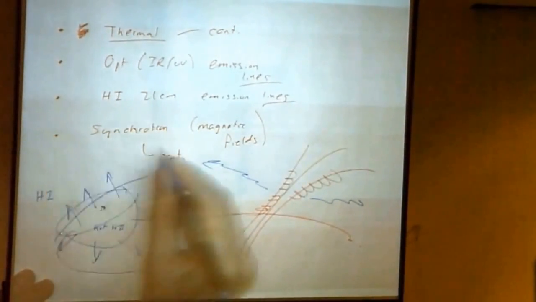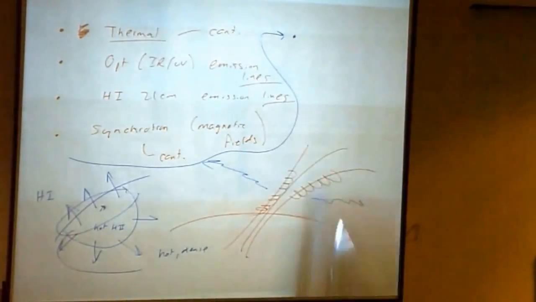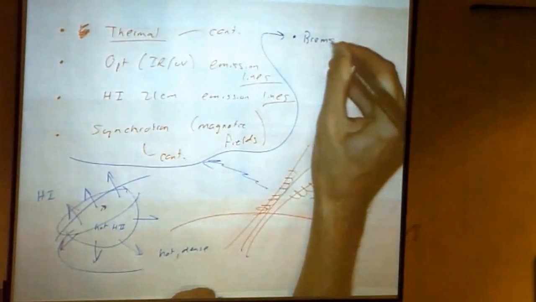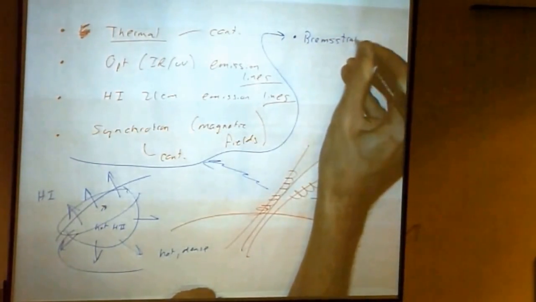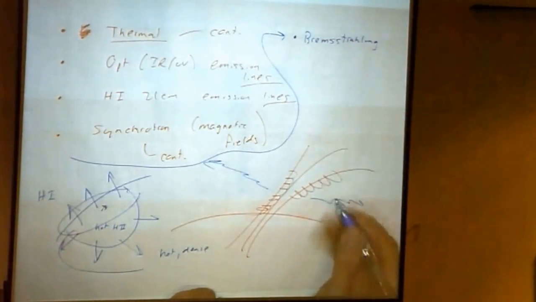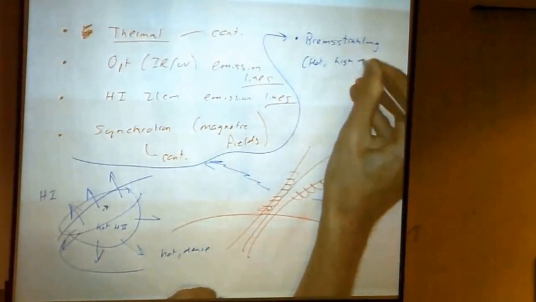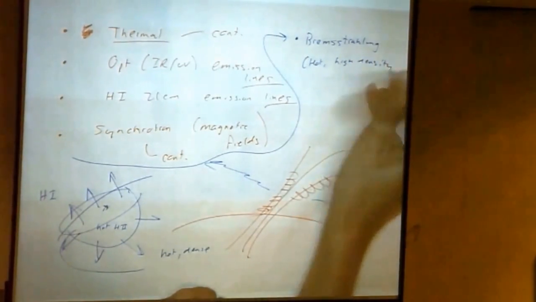So the last mechanism, and I'll stick it right here, something called Bremsstrahlung, another German word, two S's, Bremsstrahlung. You get this if you have a hot, high-density gas.